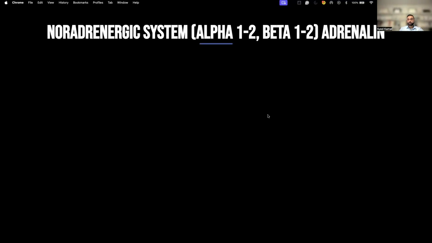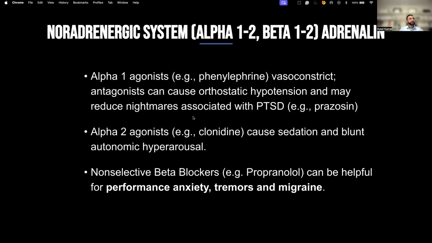So now let's talk a little bit about the noradrenergic system. So within the noradrenergic system, you have alpha 1 agonists, alpha 2 agonists, and non-selective beta blockers. I would say the one to really know out of these is the non-selective beta blockers because most of our patients at this age have some degree of hypertension. So if they're on a different type of antihypertensive medication, switching them to something like propranolol can really be effective for reducing anxiety, reducing tremor, and even helpful for migraine.